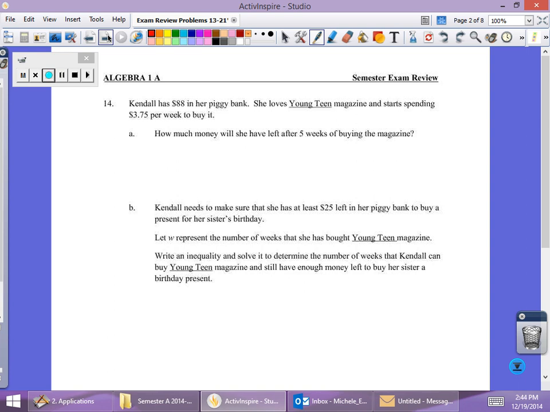All right, we're moving on to problem 14. Kendall has $88 in her piggy bank. She loves Young Teen magazine and starts spending $3.75 per week. How much money will she have left after 5 weeks of buying the magazine?